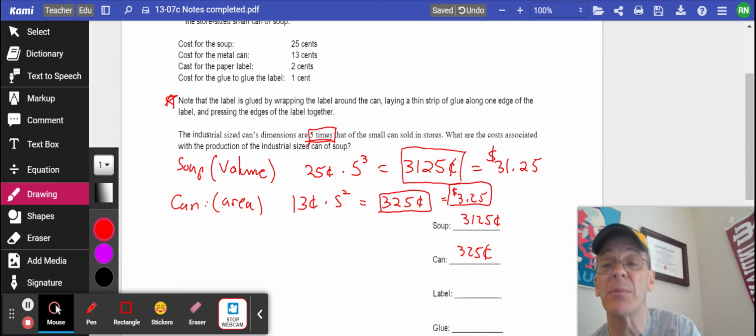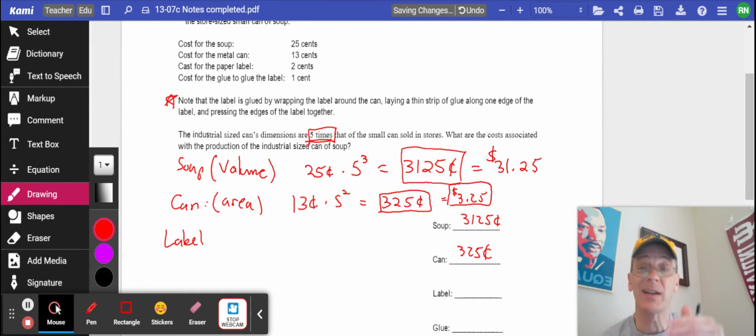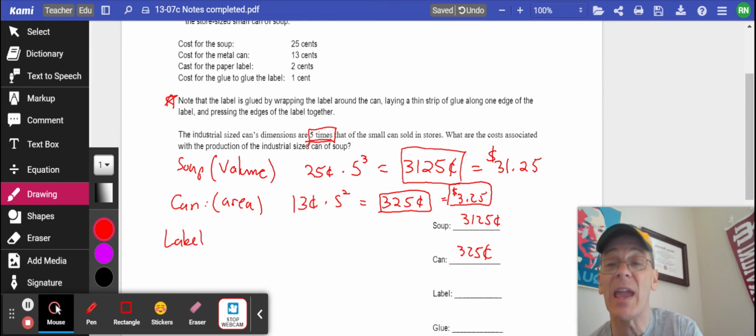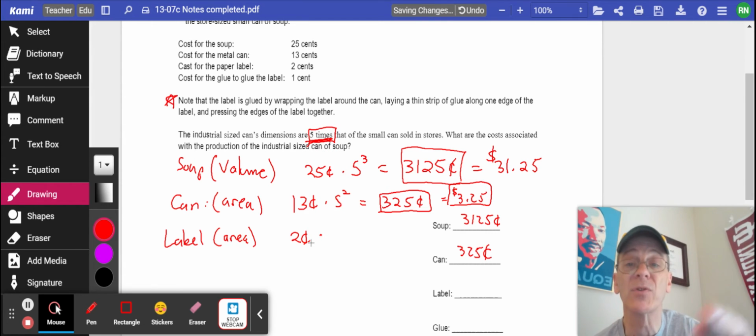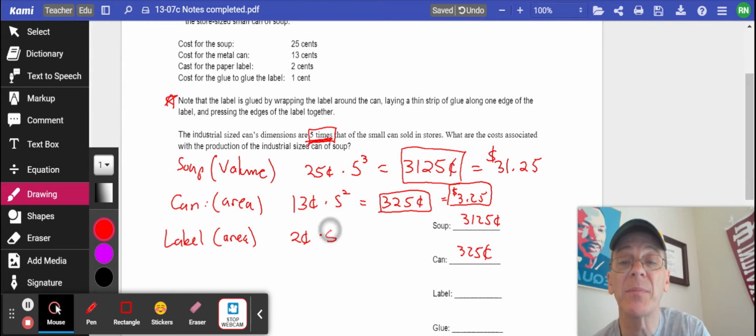How about for the paper label? Well, that probably isn't going to stump anybody. The paper label, that's paper. And just like the metal in the can, the paper is not going to get any thicker just because the can gets bigger. We're going to use a larger area of paper. And so the cost for the paper is going to be multiplied, again, not times 5, but because the paper covers an area, it's going to be multiplied by 5 squared also. So that's 25 times 2 is 50 cents.